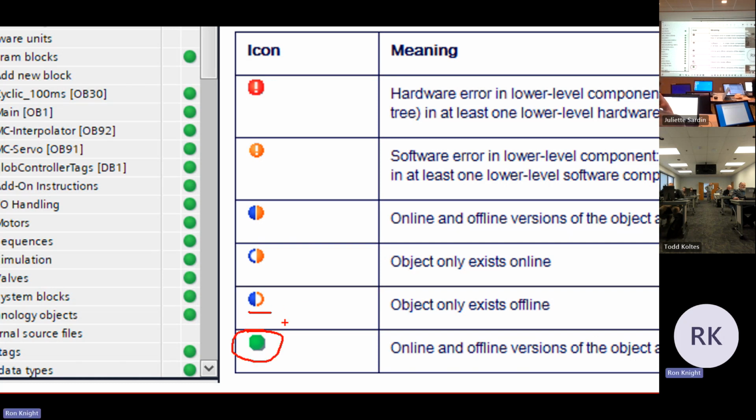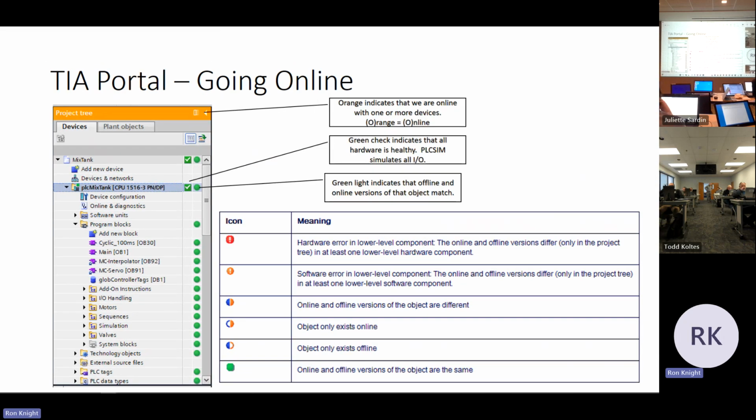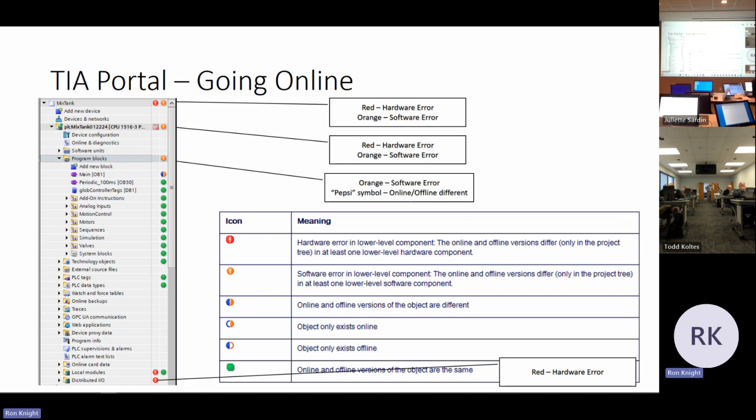And then green, the online and offline versions match. That's where we are because we just downloaded. This is what it would look like if you had some differences. If you had a hardware error, you could see the red exclamation point. If you got some software differences, you could see the orange.